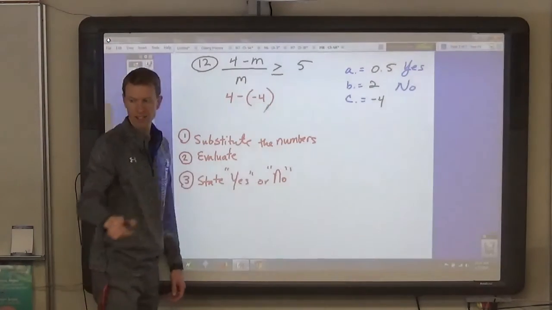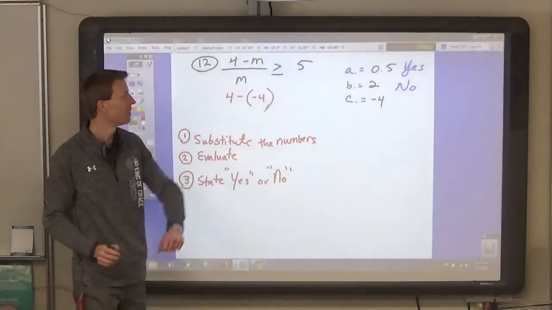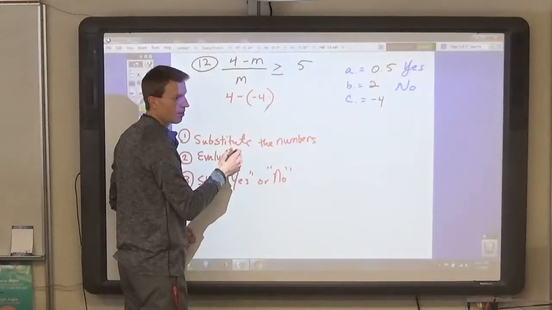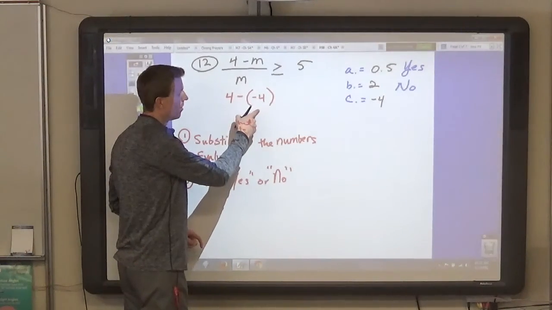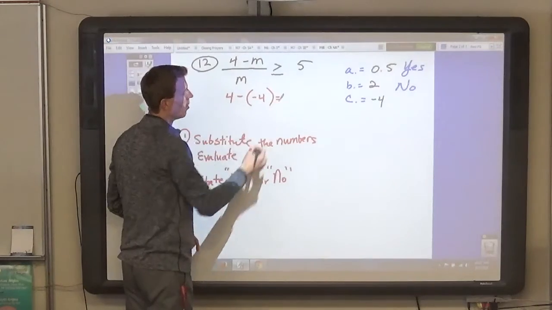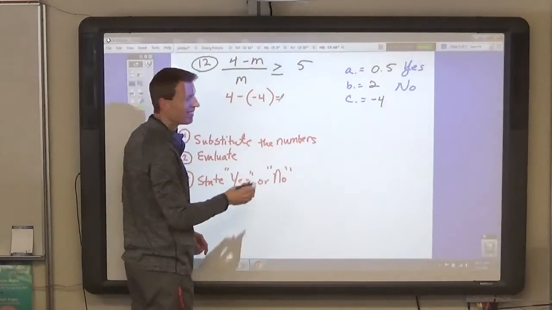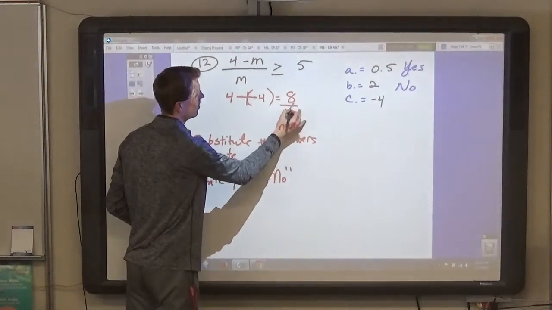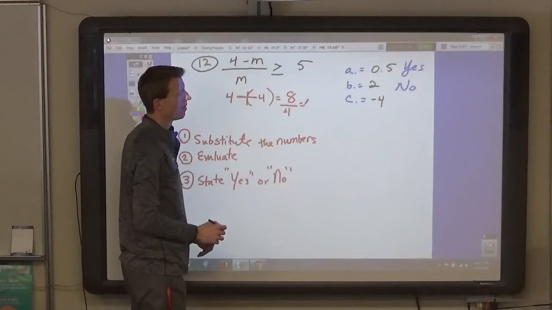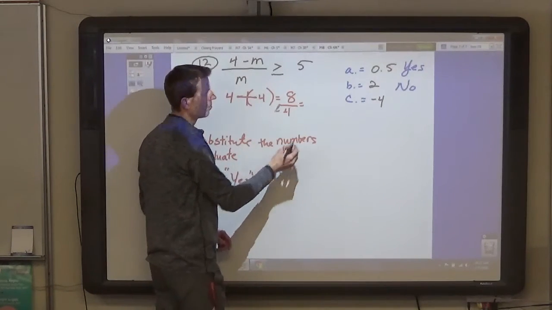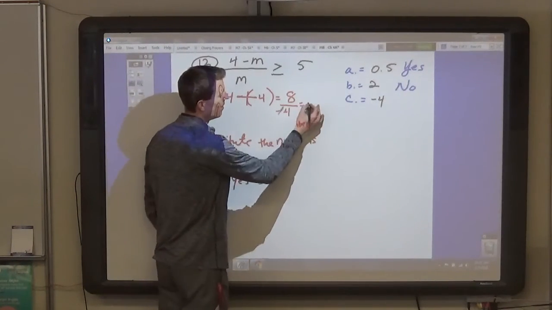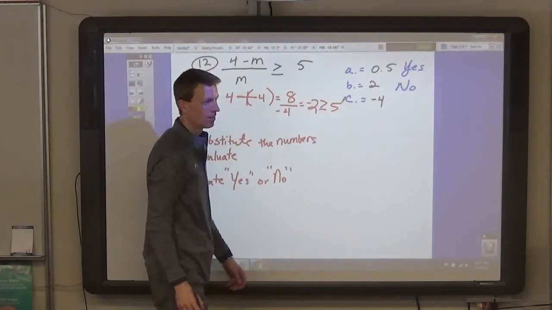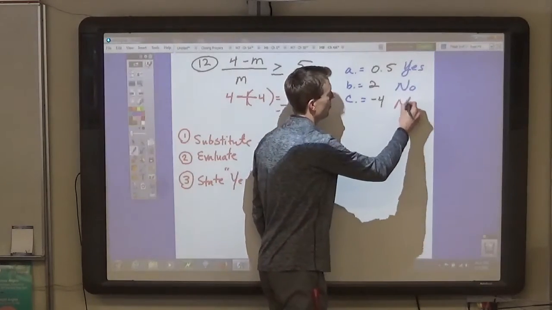Did everybody do that correctly? M is -4. 8. And what does this equal? 8. Then the bottom variable is a -4. The 4 is right. So -2 is greater than or equal to 5. No.